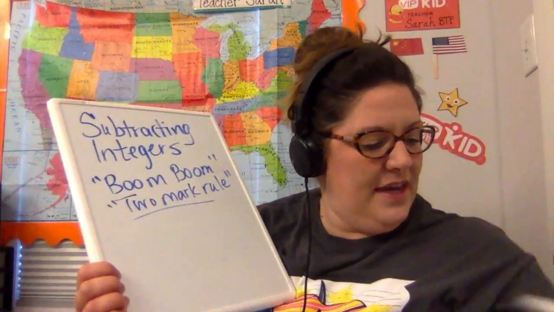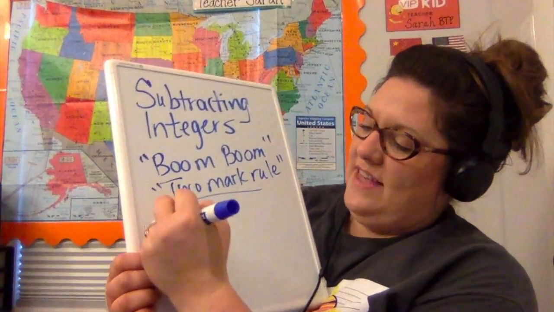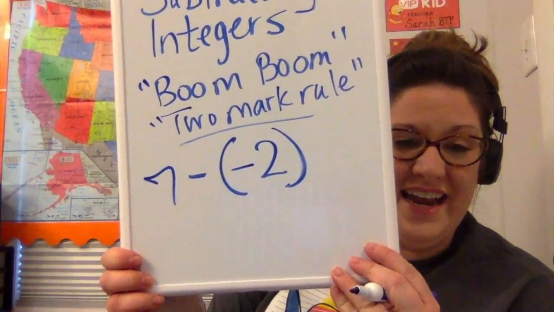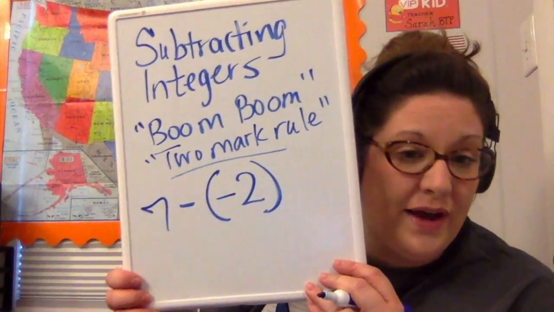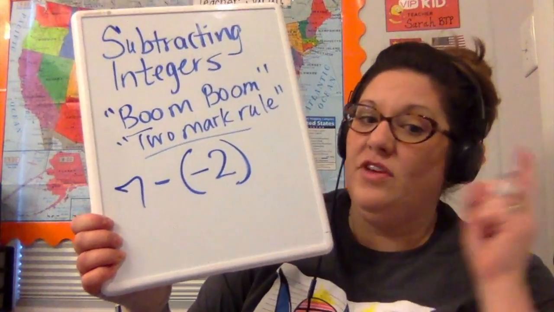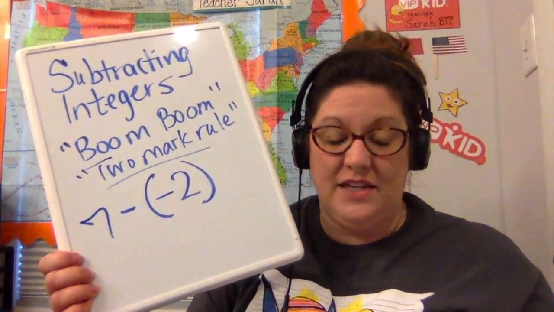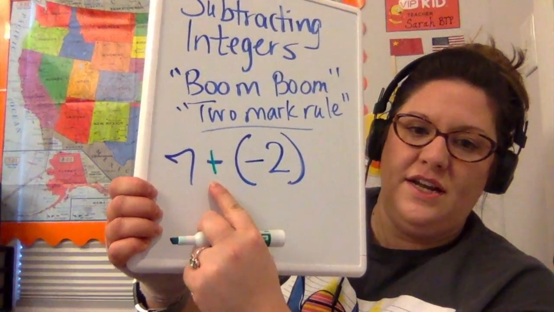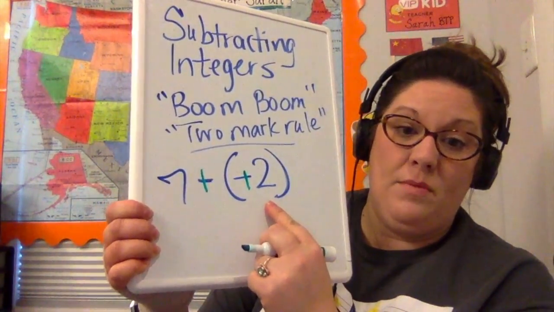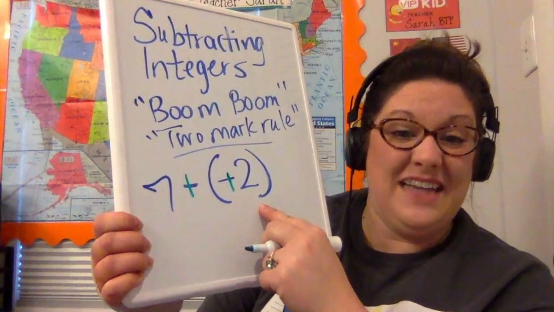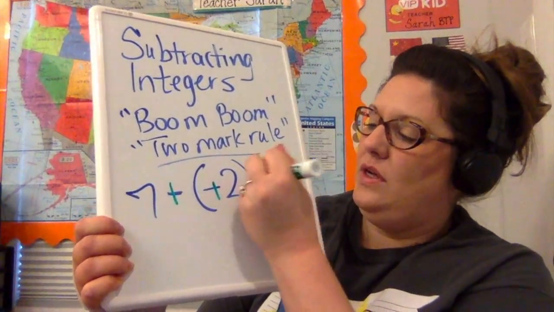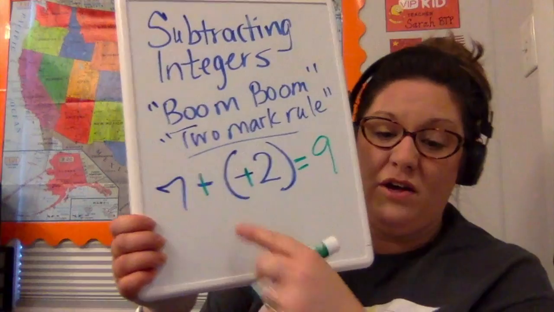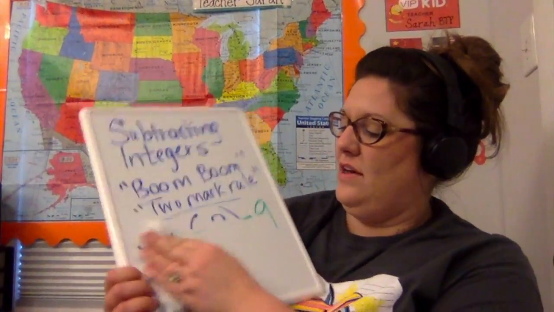For our next example, let's consider when we have 7 minus negative 2. Minus a negative. You're going to see this over and over in math all through high school. Anytime you see minus a negative, you're going to immediately think, boom, boom, I'm going to change that to plus a positive. First mark, boom, change subtraction to addition. Second mark, change the sign of the second number. So 7 minus a negative 2 is the same thing as 7 plus 2, which is just 9. You'll see this one real often: minus a negative becomes plus a positive.